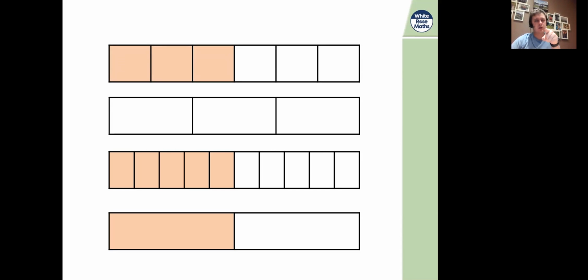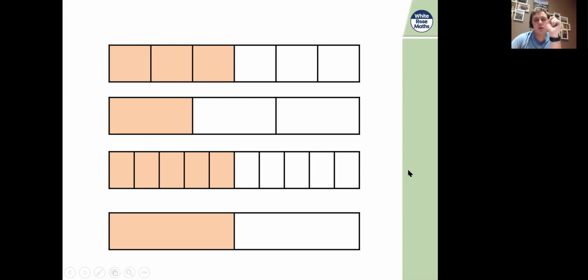With the second one, though, it's split up into 3 equal parts, so we're showing thirds. But hang on, I can't shade in a half of this block here because I'd need to shade in the whole thing. So I can't use that bar model to show a half. I can use the one above it and the one below it, but not that one. Okay, it needs to be the whole of an equal part. I can't use just some of it. It needs to be the whole part.